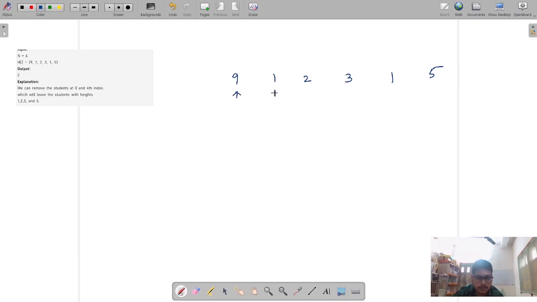The second one to stand is this one. So this student is standing after 9, and there is a student after that. What does the array represent? They represent the heights of the students. Suppose there is a student of height 9, so a very tall student. And there is a student of height 1, a student of height 2, and a student of height 3, so he is very big.